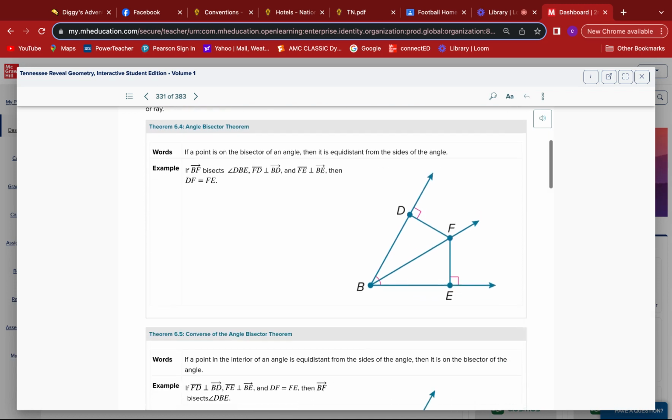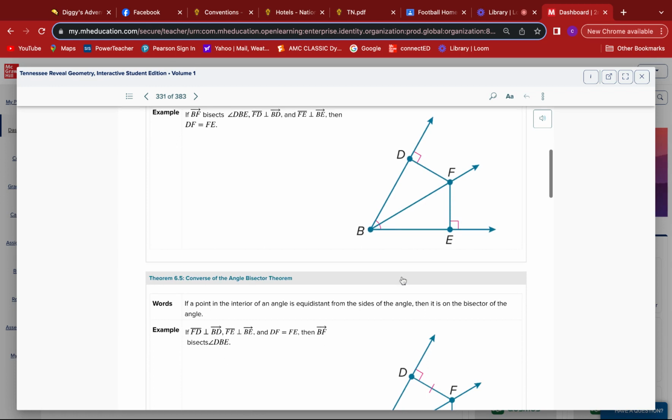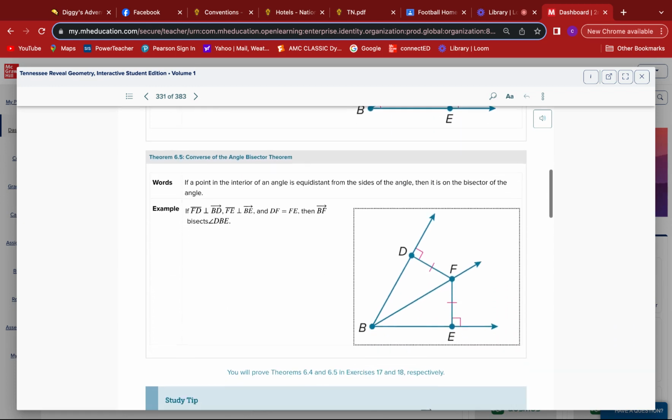All right. So here is a great example of an angle bisector. This is angle DBE, and it has been bisected by this ray BF. And you can see that those two little angles are marked equal to each other. I really like this rule right here, because if you connect DF and EF, they're going to be equal to each other, and also make 90-degree angles, which is super cool. So there's your converse.